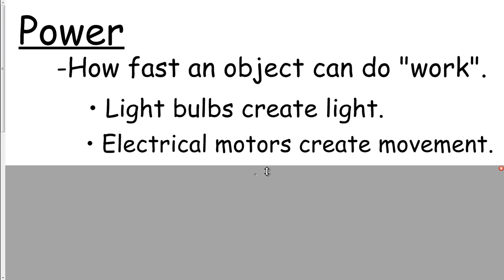When we start talking about electrical power, it's how fast an electrical device can turn electricity into some other form of energy, such as light bulbs create light or electromagnetic energy. They also create heat or thermal energy. Electrical motors take electricity and convert it into motion or kinetic energy.